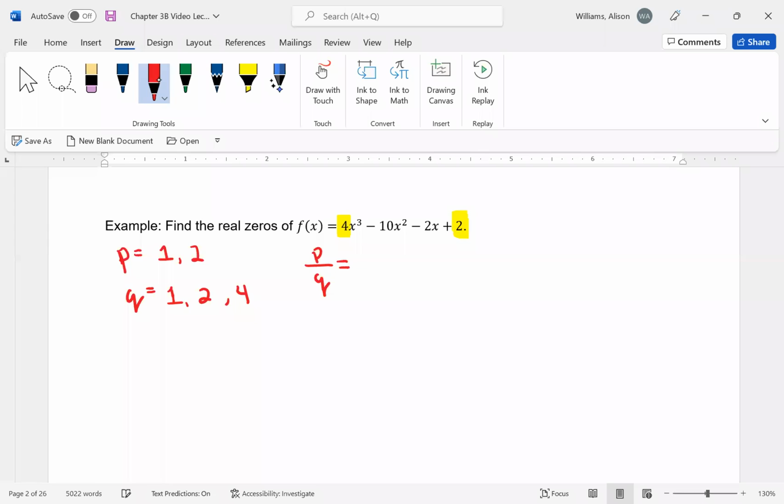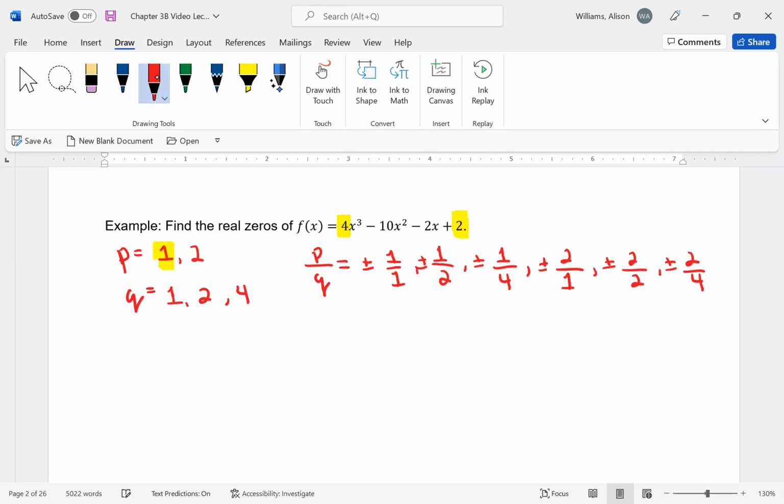I'm going to put the plus or minus now. 1 over 1, 1 over 2, and 1 over 4. So basically I did 1, the first factor for P, with all the factors of Q, okay? And the second factor of P, which is 2, over all the factors of Q. That's what I'm going to do now. 2 over 1, 2 over 2 and 2 over 4.